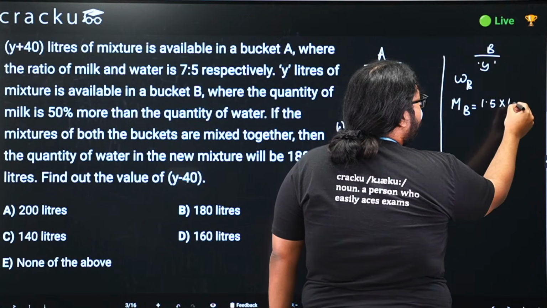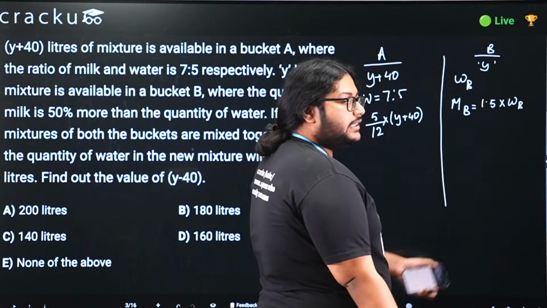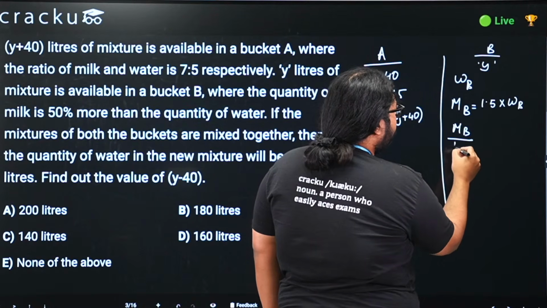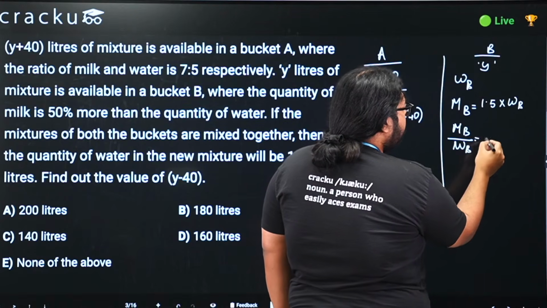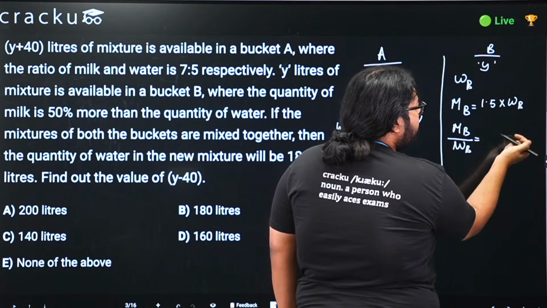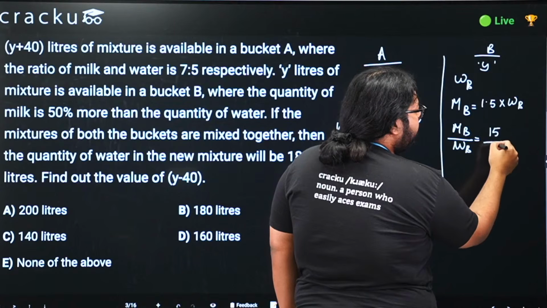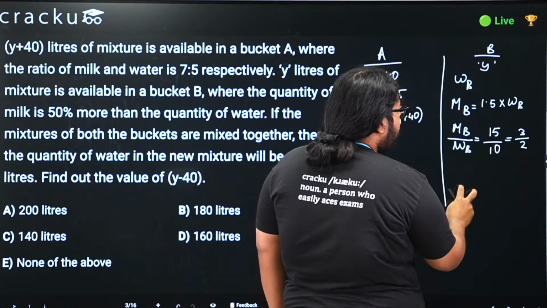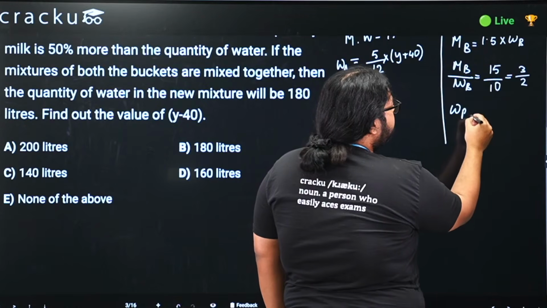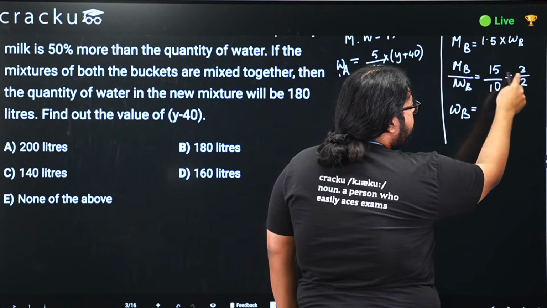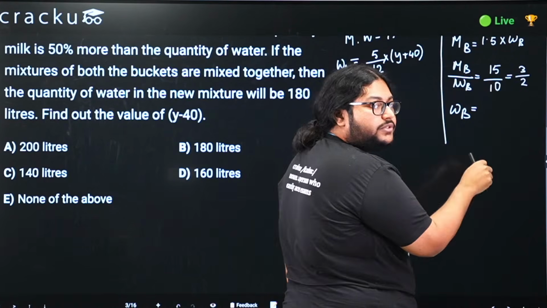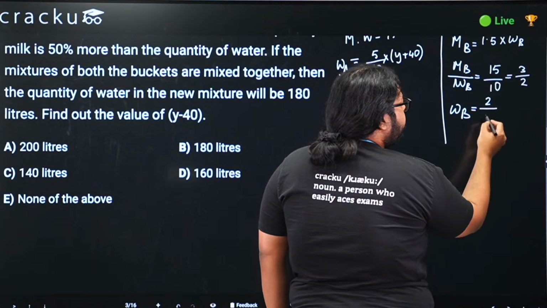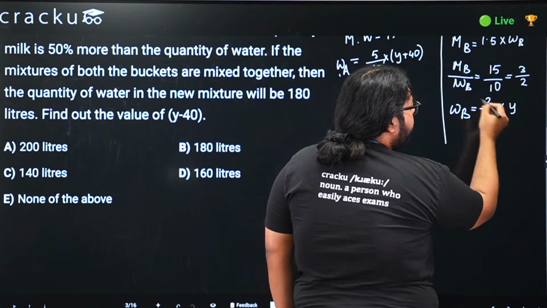1.5 times the amount of water. That is the takeaway. So this gives me the ratio of milk to water in B is 1.5, which is 15 by 10, and 15 by 10 is 3 by 2. So what is the amount of water in B? The ratio of milk to water is 3:2. So the amount of water in B will be 2 by (2 plus 3), which is 2 by 5 times Y.